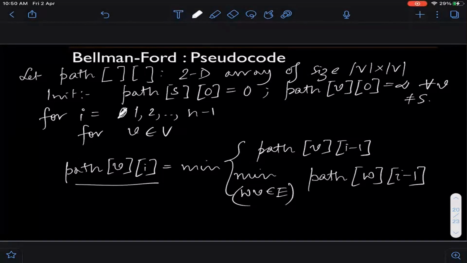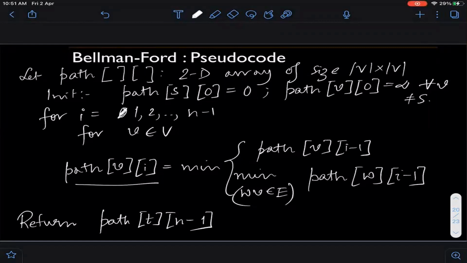So if I want to find the shortest path to some vertex, what should I return? Suppose I want to find the shortest path to T. Then what should this return after we fill up the table? Yeah. So it should return path T comma n minus 1. So this is the optimal answer, right? Because you have the full budget and this is the best that you can do.